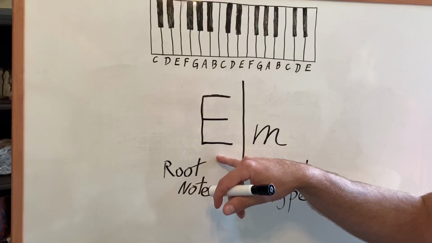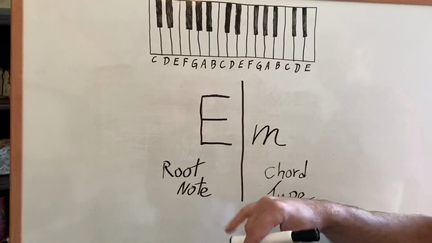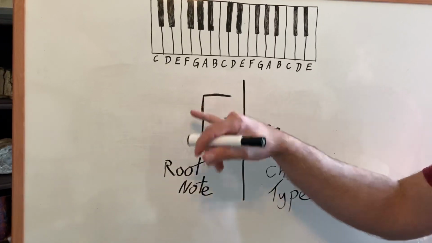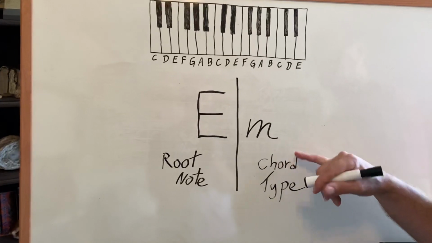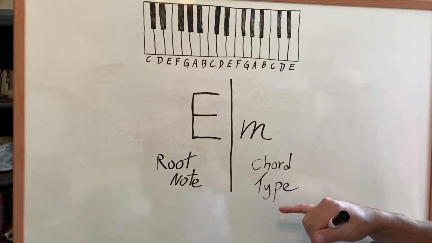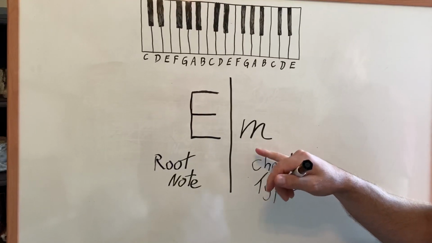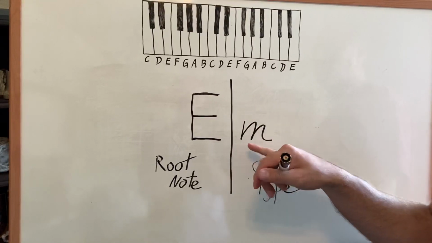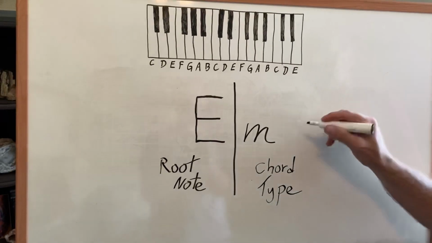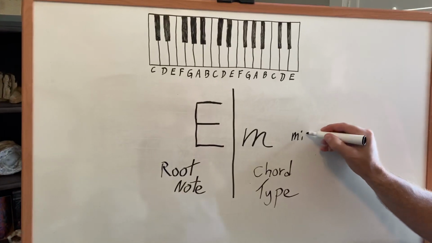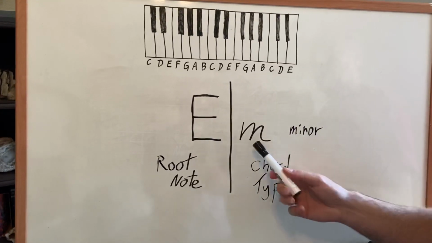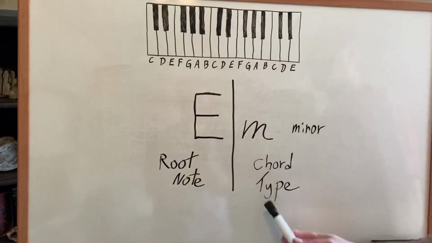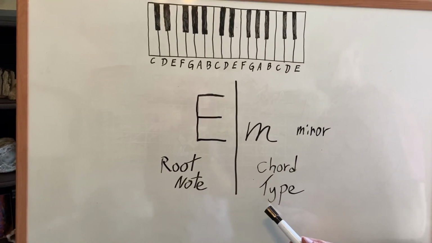So this is the root note side. This could be an A or a B or a C or whatever we want this to be, whatever our root is. This side over here is what we call the chord type side. If we're looking at this, this would be the minor side. So this is a minor chord. This is the type of chord that we're playing.